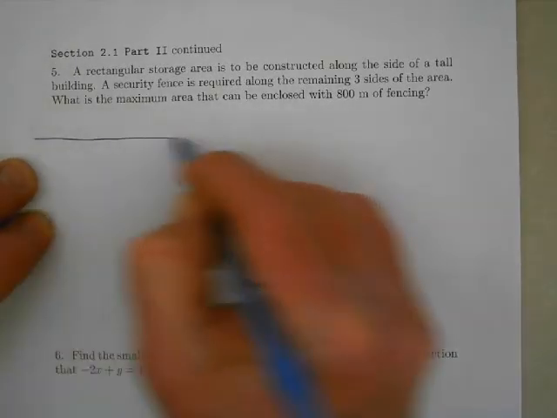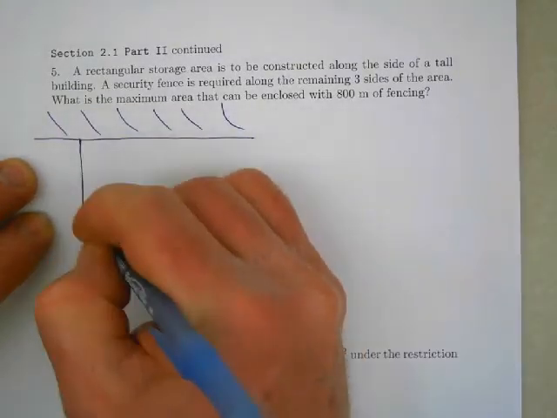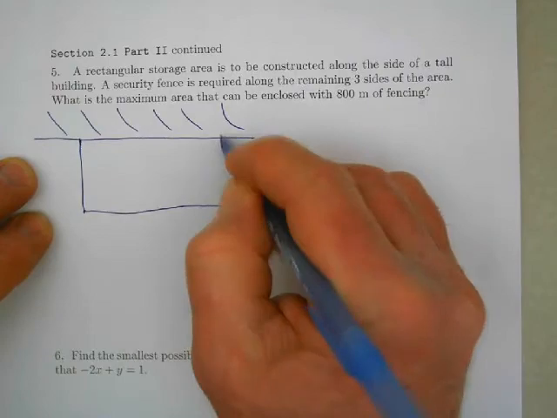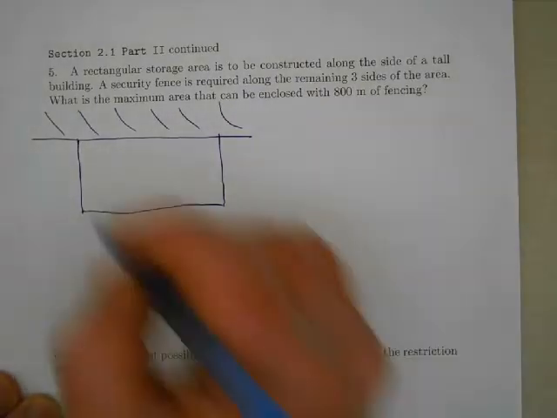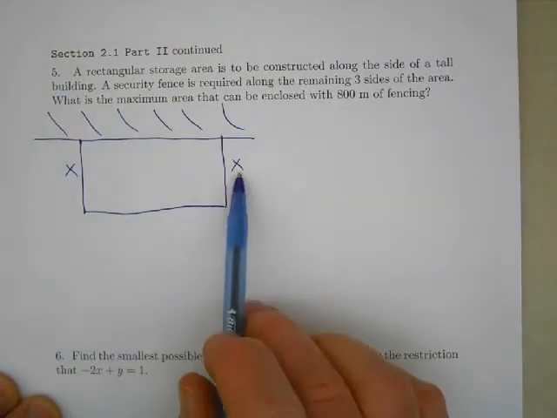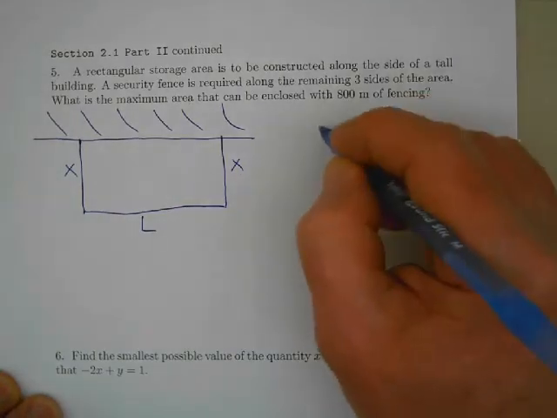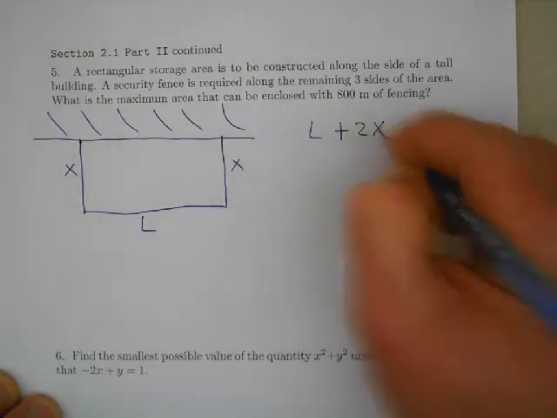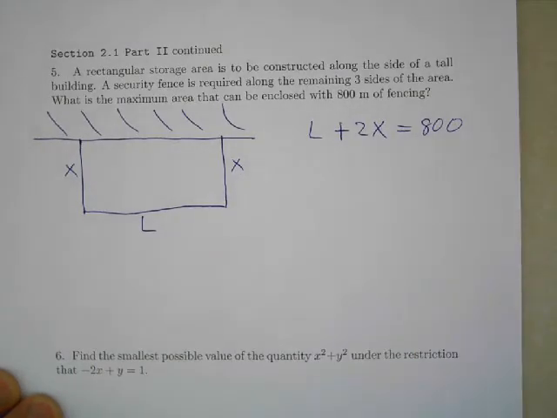Okay, we have one side that is taken up by a building, and we have to put in a fence on 3 of the sides. And we have 800 meters of fencing to do it. Let's label the 2 opposite sides X meters and label this side L meters. And so L plus 2X equals 800. And what we want is a function of a single variable that measures the area of all such rectangles.